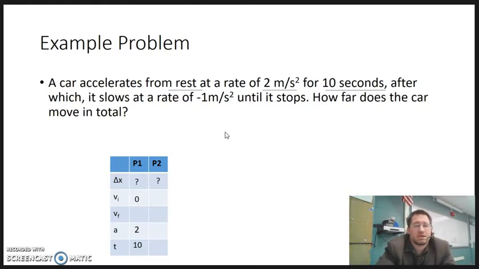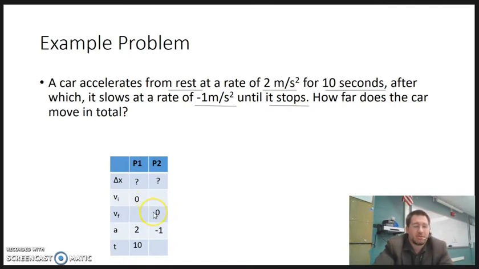Other values pointed out to us are our -1 meter per second squared, which goes in as our second acceleration, and we are coming to a stop. Stop always means that we have a 0 speed, and since this is coming to a stop, it goes in as a final velocity. Now, the fact that these are both 0 is just a coincidence. Do not take that to mean that they will always be 0.